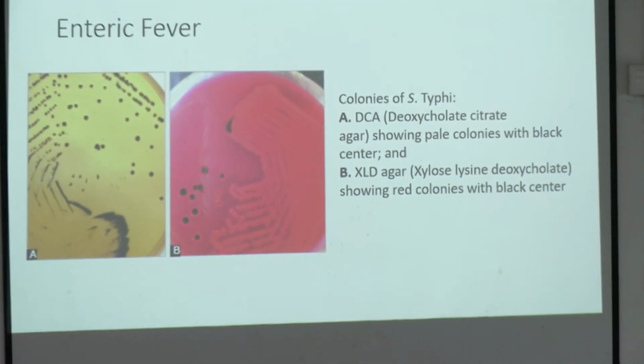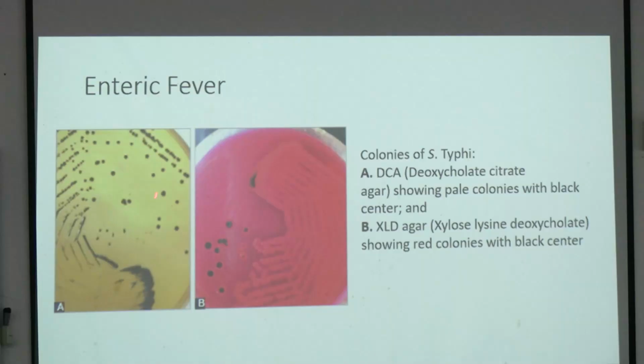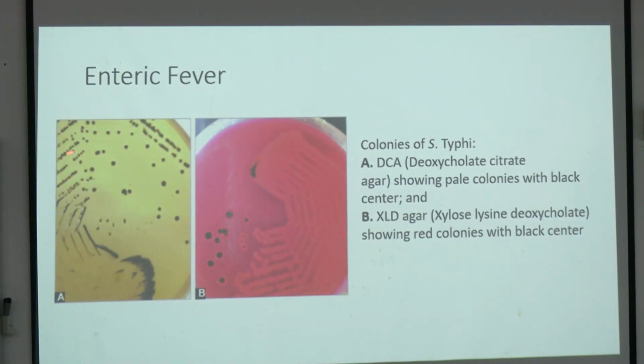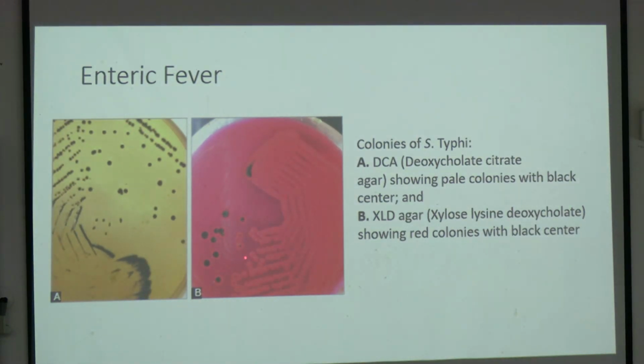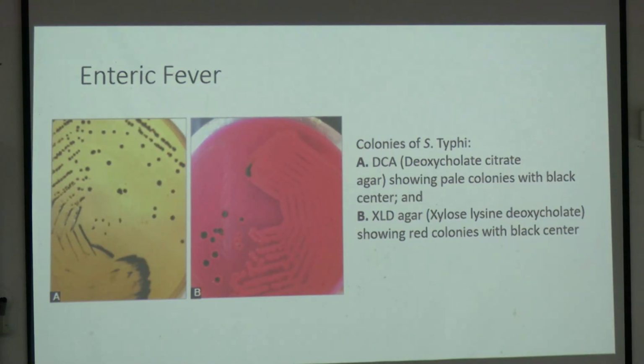So this is a picture in which the organisms have been isolated on DCA or XLD, and I think you can see on DCA we can see pale colonies with large black center, and on XLD we can see red colonies with small or large dark center. This is due to production of hydrogen sulfide.